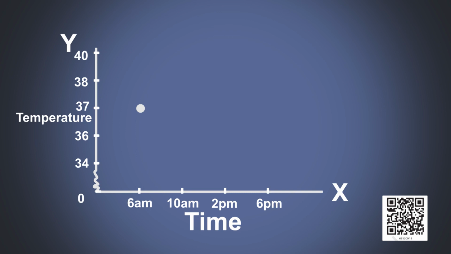Then, we will mark the next point at a height of 40 units vertically above 10 am. Next, we will mark the third point at a height of 38 units vertically above 2 pm. And the last point is marked at a height of 35 units vertically above 6 pm. Then, connect the points with line segments. This jagged line along the y-axis represents that the y-axis doesn't start from 0. Such graphs are called line graphs. So, now you got to know how to plot a line graph and when to use it.